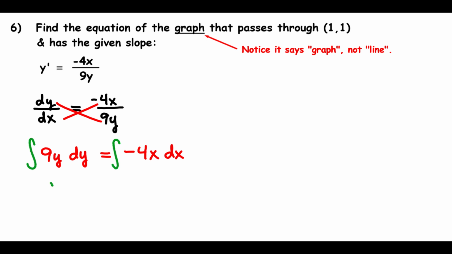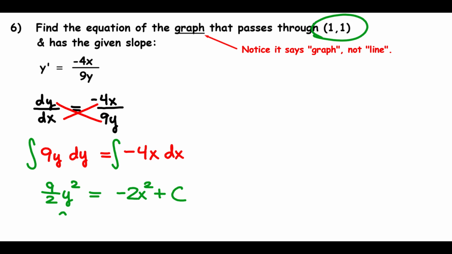Left-hand side is going to be 9 halves y squared equals. The right-hand side, let's see, up by a power. That's going to be negative 2x squared plus c. Again, we only need one plus c on the right-hand side. That is enough to suffice. Let's get that 1, 1 plugged in up here.